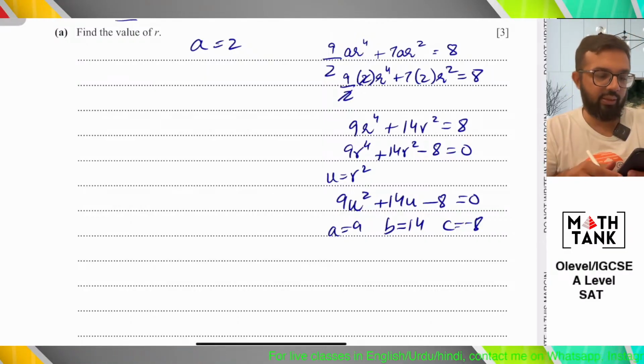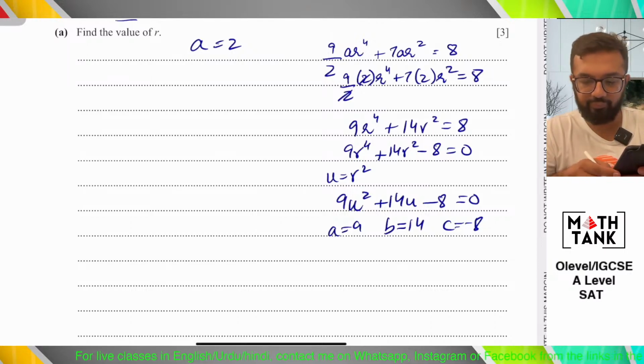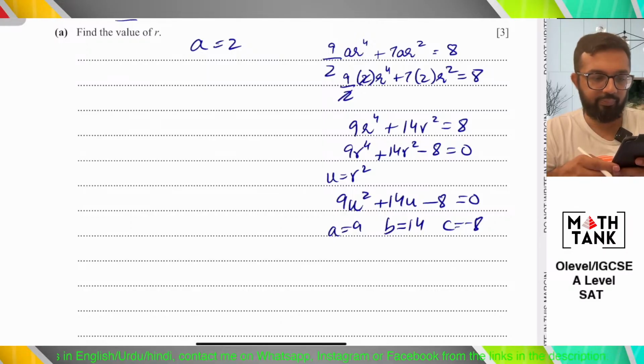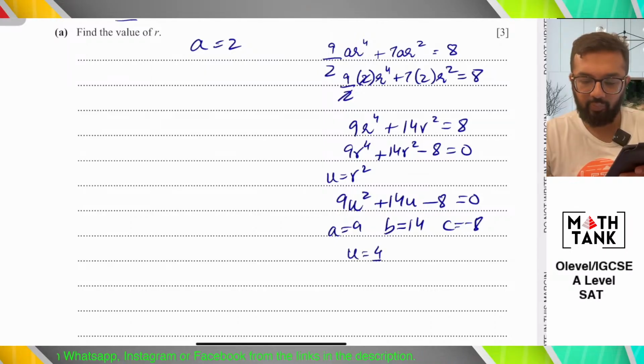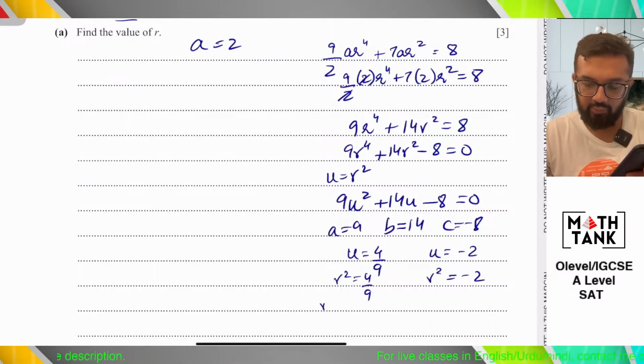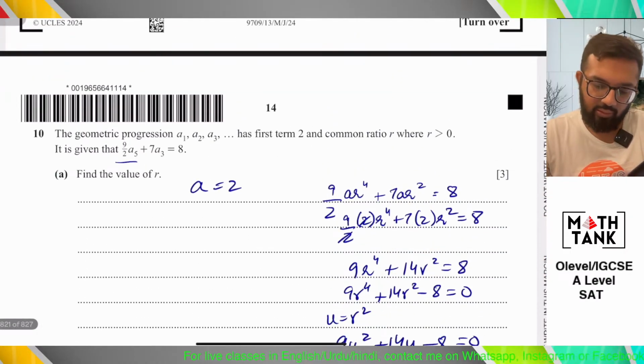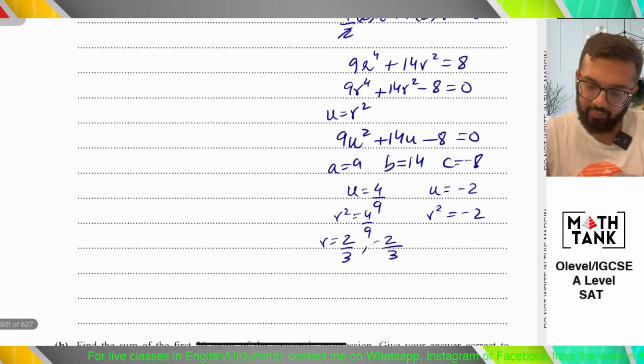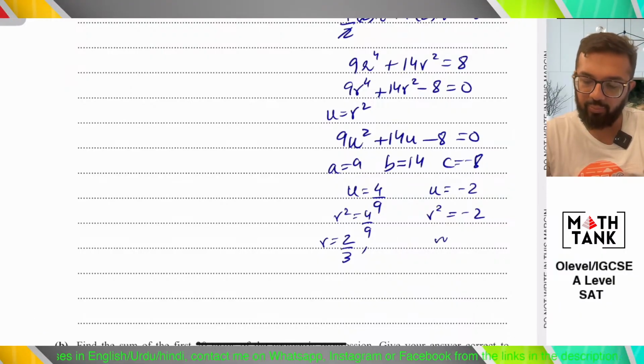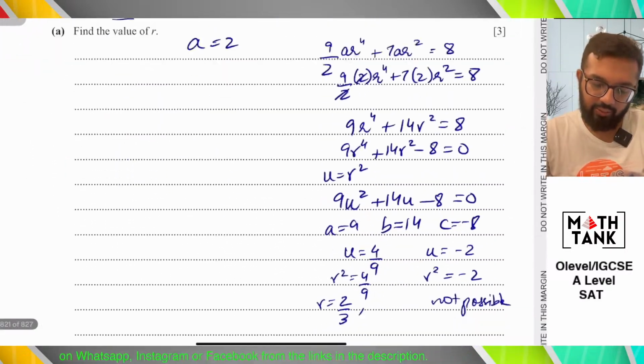I'm going to put this on my calculator quickly. Four over 9, minus 2. So r squared is 4 over 9, and r is 2 over 3 and minus 2 over 3. Does it say anything? r is greater than 0. So minus 2 over 3 is removed, not possible. Okay, so that's the value of r.